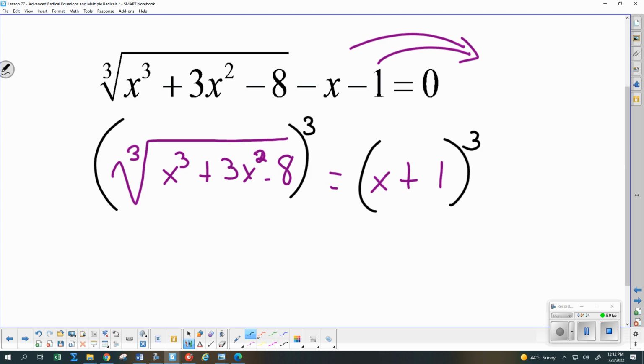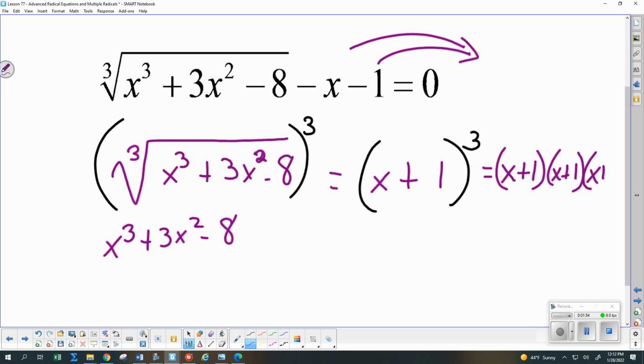So on the left, that gets rid of the cubed root sign, and we just have x cubed plus 3x squared minus 8. The right side is going to be a little bit more involved because that means x plus 1 times x plus 1 times x plus 1. And we only know how to FOIL 2 parentheses at once. So we're going to have to take 2 of those and get an answer, and then multiply it by the third one. You can pick any 2 you want to do first. I'm going to pick the last 2.